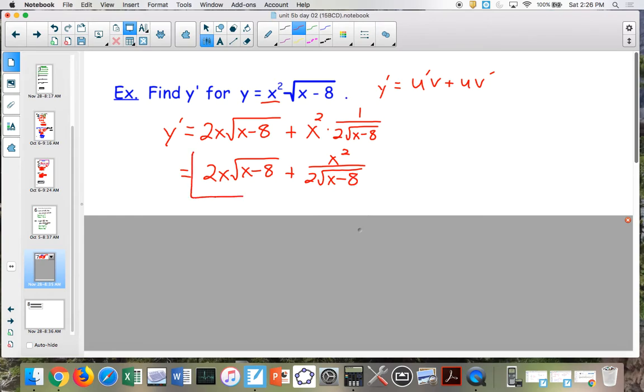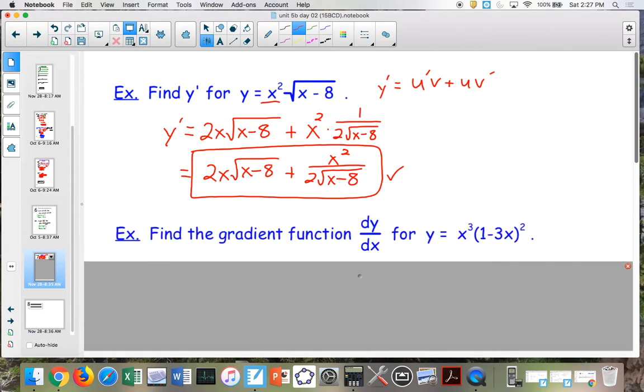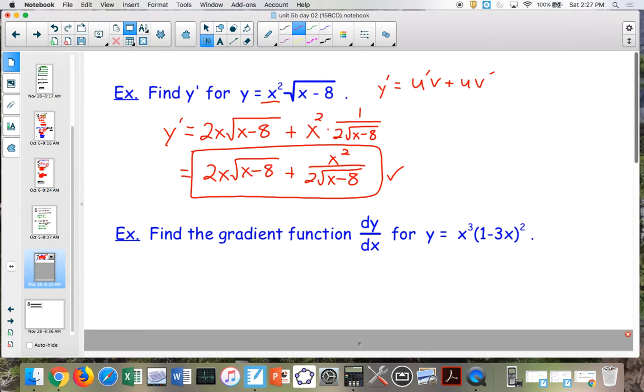Now the nice thing about doing derivatives, we could graph the original function in y1. We could put in y2 the derivative of y1, and then in y3 we could put our answer and see if y2 and y3 are the same graph. But that sometimes would take a lot of time, especially entering some of these complicated derivatives. All right, let's try another one. Let's find the derivative for y equal x cubed times the quantity 1 minus 3x quantity squared.